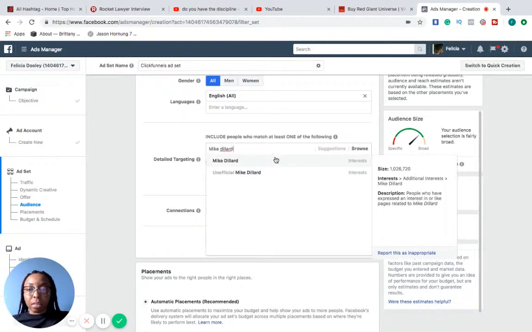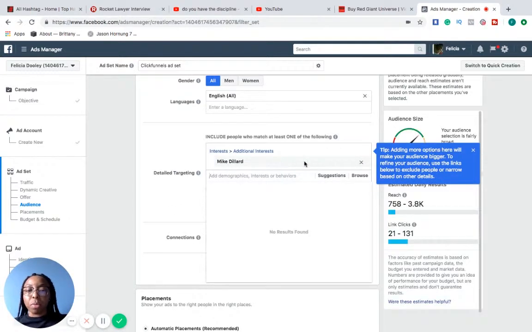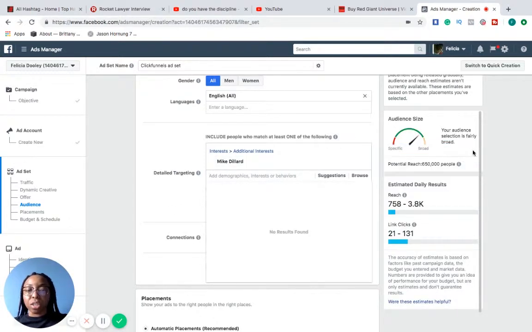All right, that's an interest: people who are interested in Mike Dillard. What's cool about Facebook, the powerful thing about Facebook, is that it has suggestions if you don't understand. See, it knocked it down to 650,000 people. Great. We're in a great range for a $20 ad spend, because your $20 can actually stretch quite a long time, especially if the ad is running well, to 650,000 people.